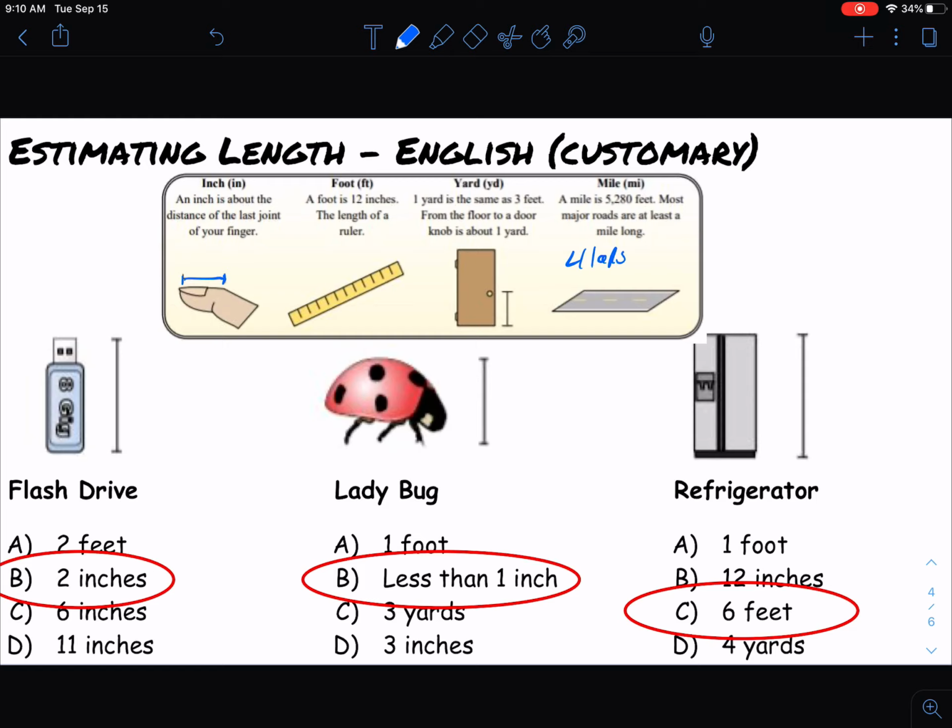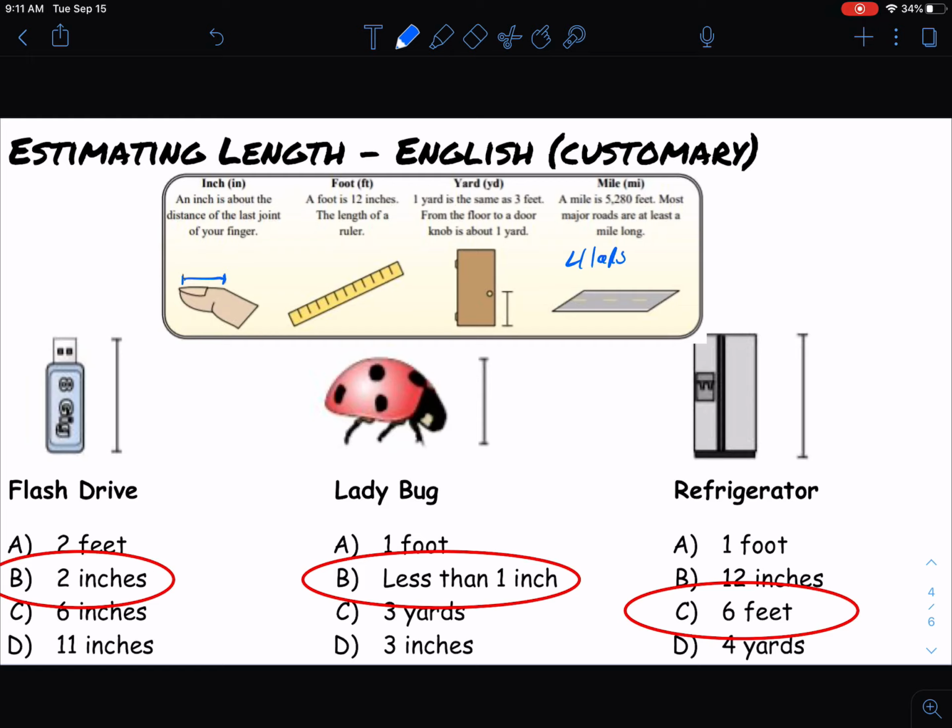A ladybug is less than an inch. It's not very big at all. Maybe 1/4 inch, less than that. If you start seeing any ladybugs a foot tall, 3 yards, or 3 inches or 2 yards, run away from that ladybug as fast as possible because that's a huge ladybug.